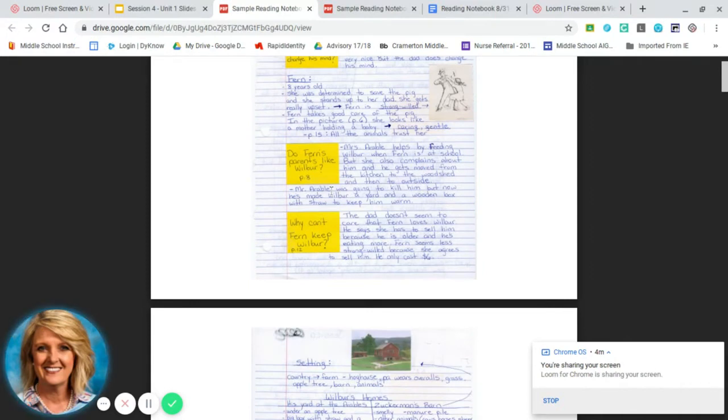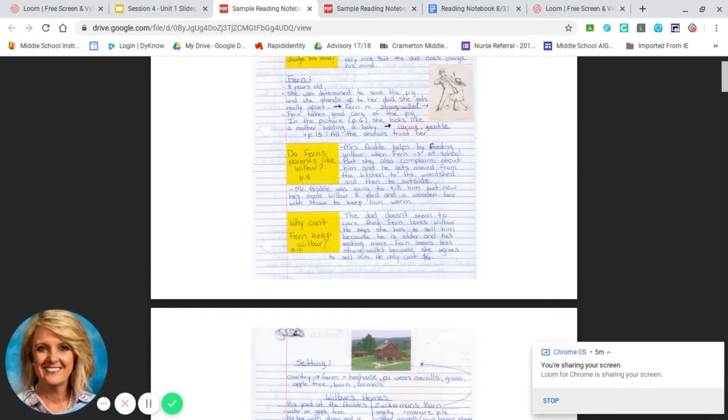Here on this sticky note it says, do Fern's parents like Wilbur? She says, Mrs. Arable helps by feeding Wilbur when Fern is at school, but she also complains about him and he gets moved from the kitchen to the woodshed and then to outside. Then she says Mr. Arable was going to kill him, but now he's made Wilbur a yard and a wooden box with straw to keep him warm.